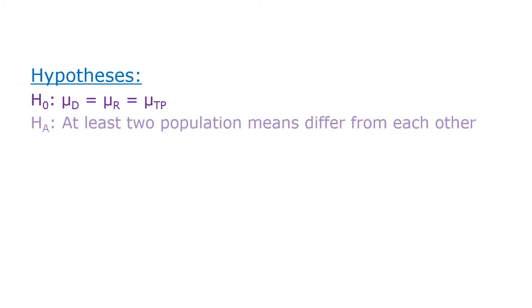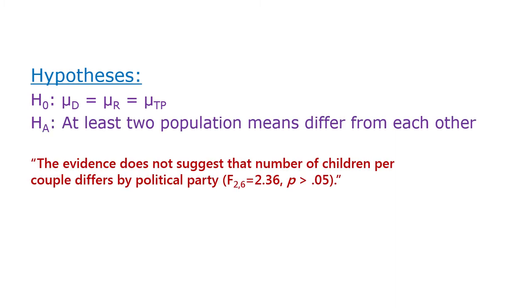So returning to our hypotheses, what did we reject? We rejected that null hypothesis that said, or no, we rejected nothing. We failed to reject that null hypothesis that said that the population means should be the same for the Democrats, the Republicans, and the Tea Party. So a conclusion might be something like what's written up there.